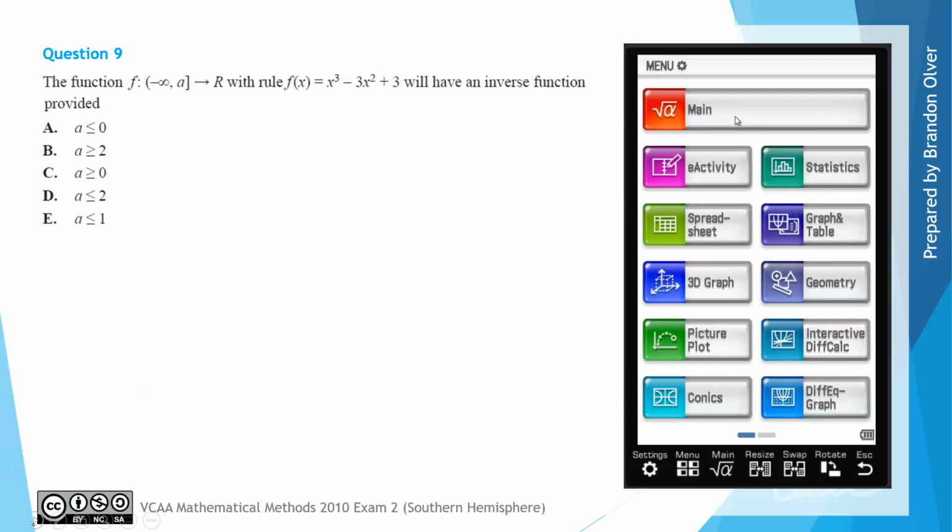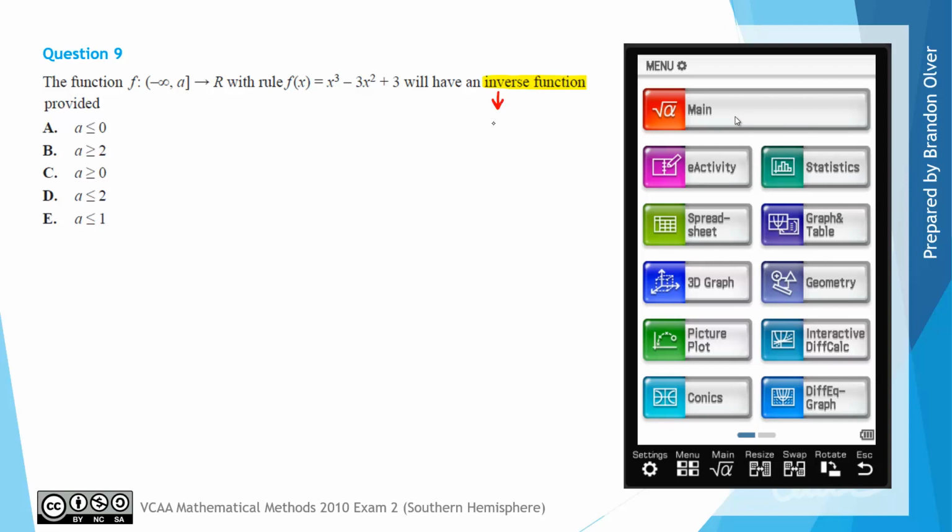So for question 9 we have the function f with a domain of negative infinity to a, where the rule for f of x is x cubed minus 3x squared plus 3. And we are asked, when will it have an inverse function? So an inverse function will exist provided a is one of the following options.